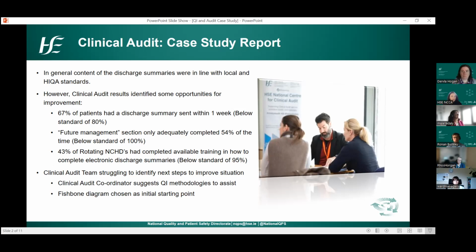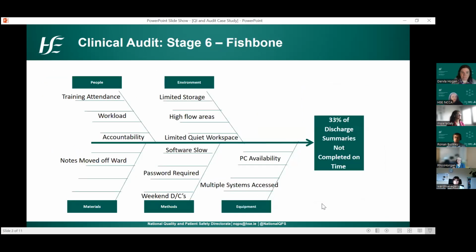So the clinical audit team are struggling to identify the next steps to improve the situation. So they contact the local clinical audit coordinator, and they've suggested some QI methodologies to assist in identifying the next steps. So they decided that a fishbone diagram, as Dervla discussed earlier, would be their initial jumping off point. So we know that the problem was that 33% of discharge summaries were not completed on time. So as the multidisciplinary team are sitting down to consider this, they're going to look at it through a couple of lenses. They're going to look at it through the equipment lens, methodologies, materials, people, and environment.